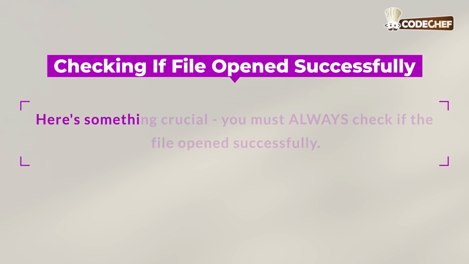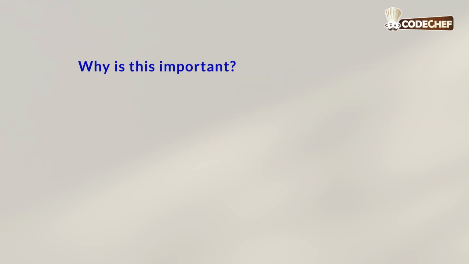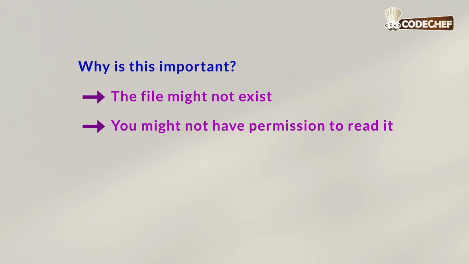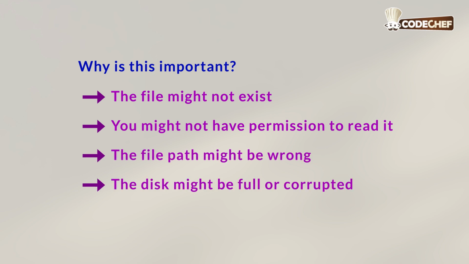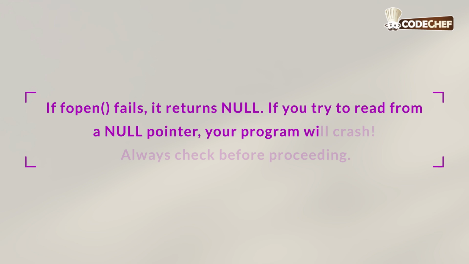Checking if the file opened successfully. Here's something crucial. You must always check if the file opened successfully. You might think, why is it important? The file might not exist, you might not have the permission to read it, the file path might be wrong, the disk might be full or corrupted. So if fopen fails, it returns NULL. If you try to read from a NULL pointer, your program will crash. Always check before proceeding.